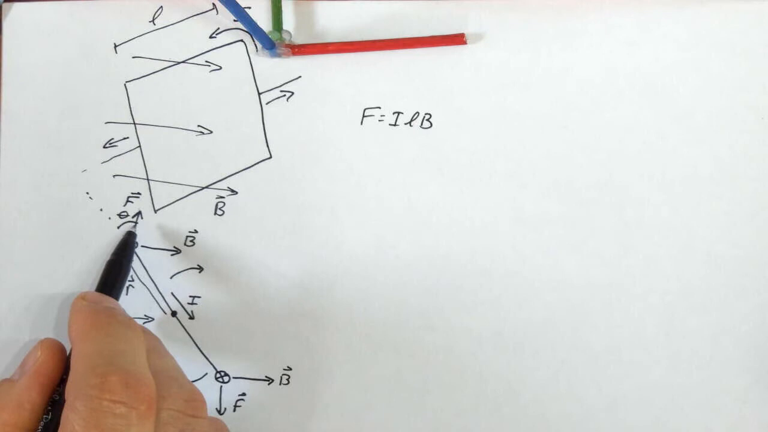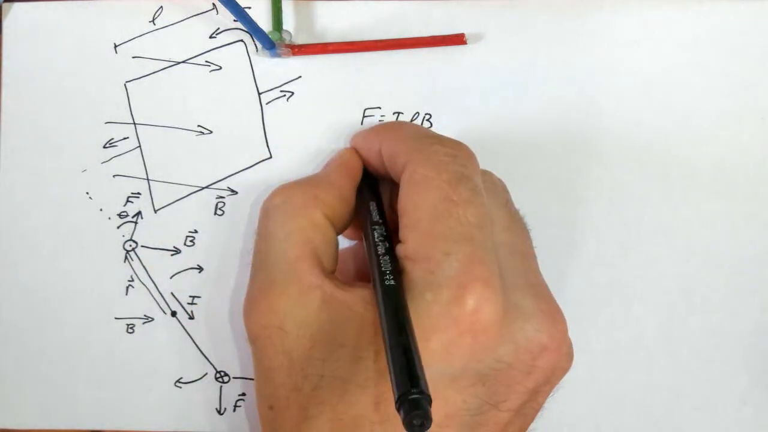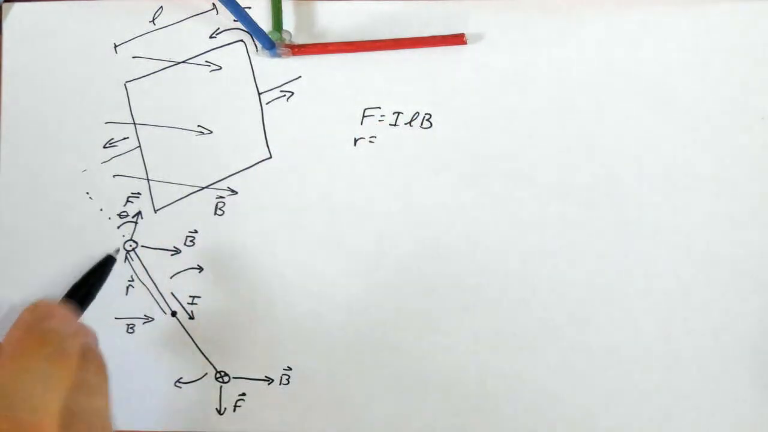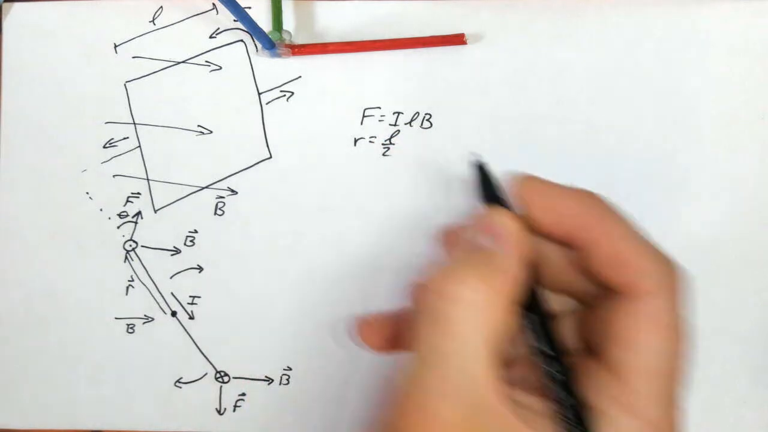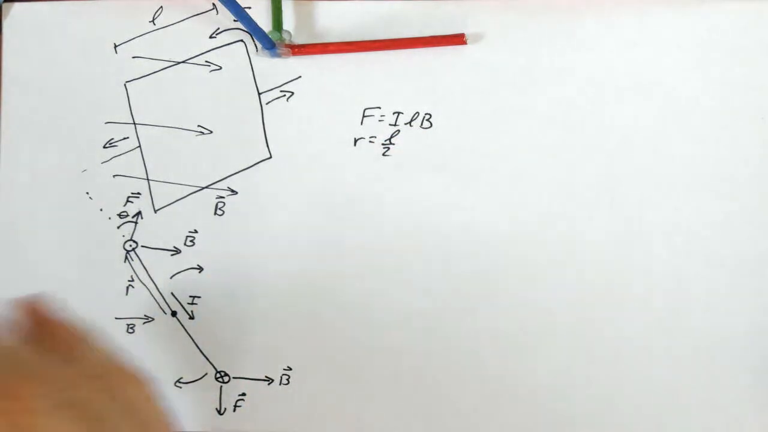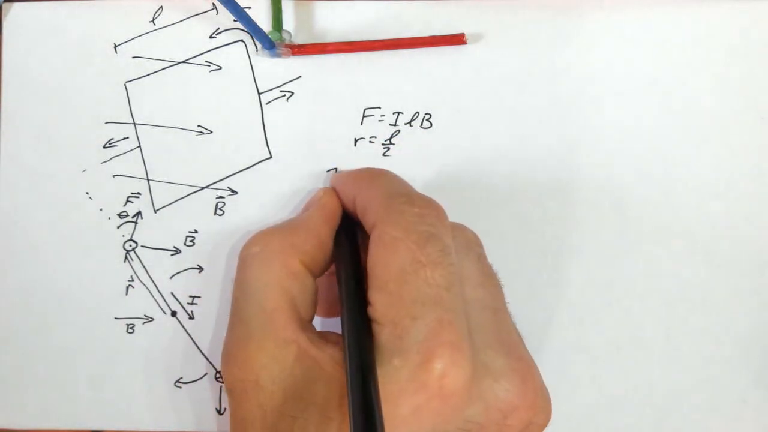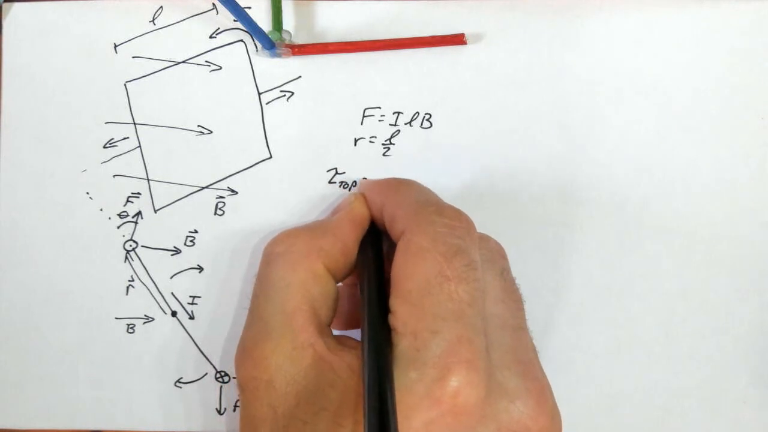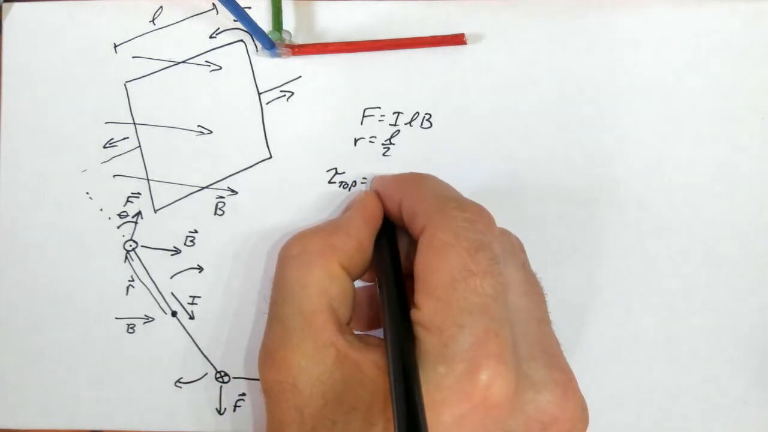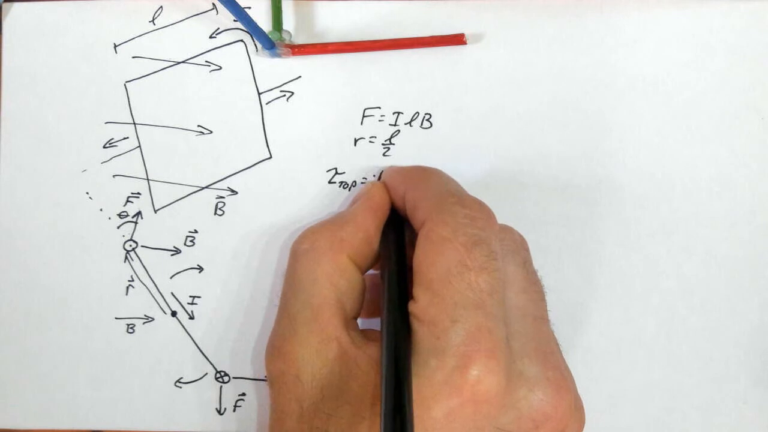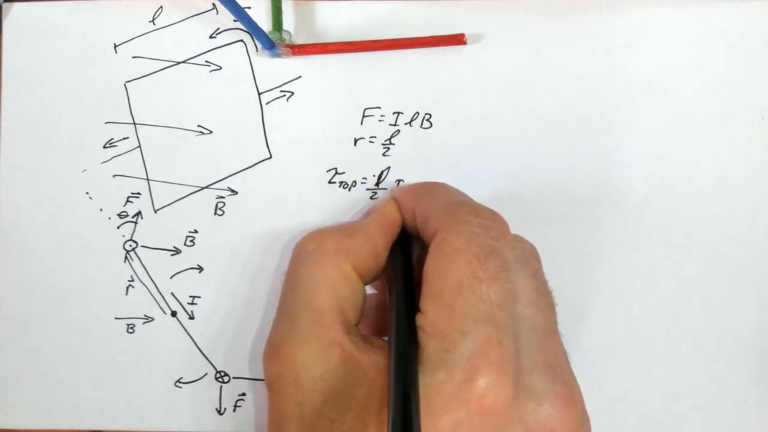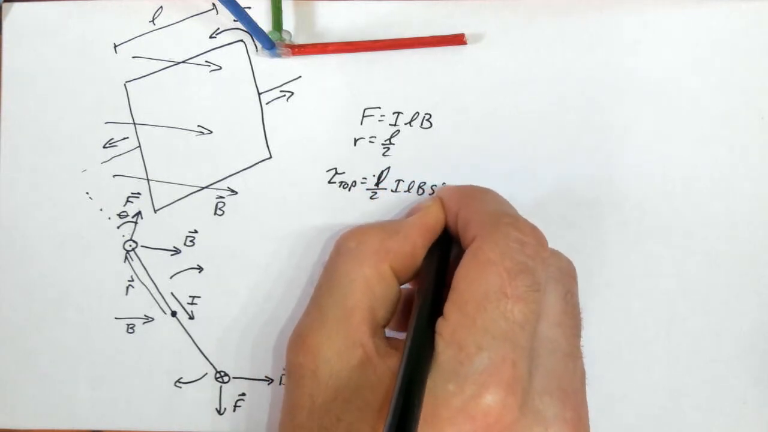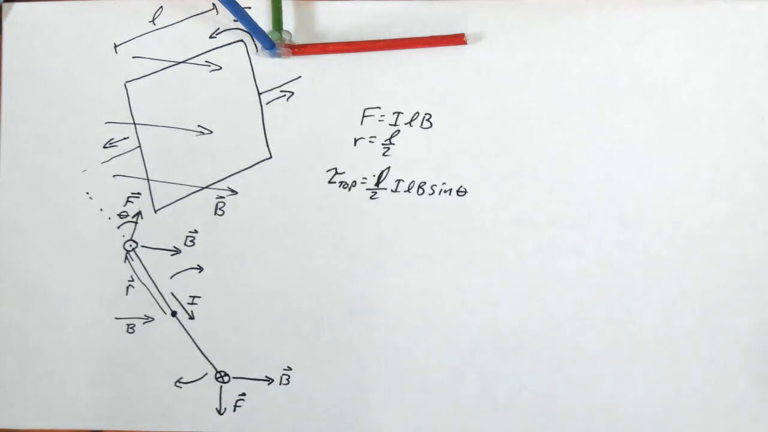Okay, and if we assume this is a square loop of length L, right? And that's the force up there. And then R is going to be from the pivot to that, so that's L over 2. And then theta just depends on what its orientation is. So that means my torque on the top is equal to L over 2 ILB sine of the angle between them.